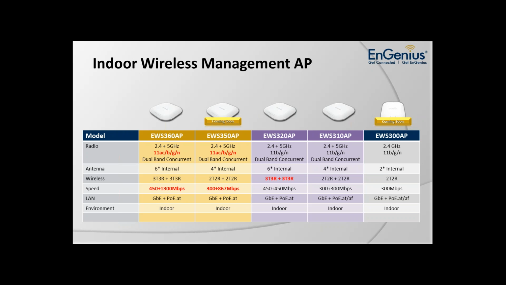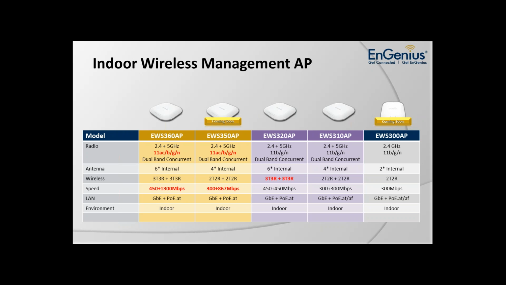Lineup of the indoor access points. For the people who already know our products, the 360, 320, and 310 are already available. And there is one model, the 350, which comes between. It's the same story as the 650. There will be a 2T2R AC version for deployments where you are limited in the budget.